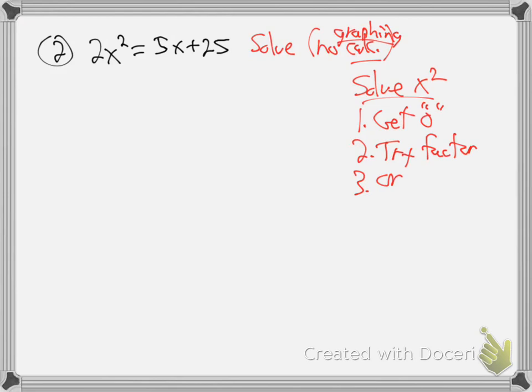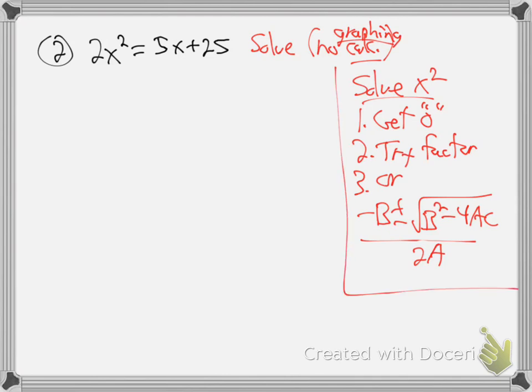Or if it doesn't factor, or you don't want to factor, you can use negative b plus or minus the square root of b squared minus 4ac all over 2a. Either way will work for solving an x squared. This is what you want to put on your 3x5 card, that game plan for solving an x squared equation.